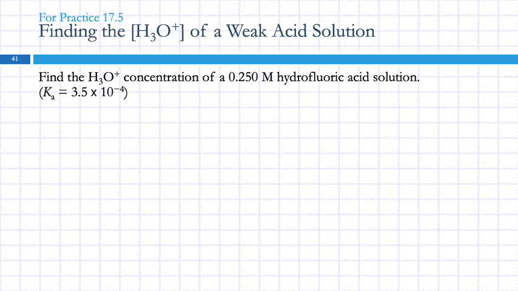So let's do it. Find the hydronium ion concentration of a 0.250 molar hydrofluoric acid solution. And they're giving us the acid ionization constant because nobody remembers those things. So I like to start by writing a chemical equation describing this. And with a simple one like this, we can just use the actual formula, HF. And so that's going to be in equilibrium with H plus and F minus.